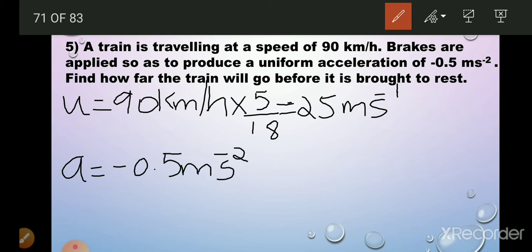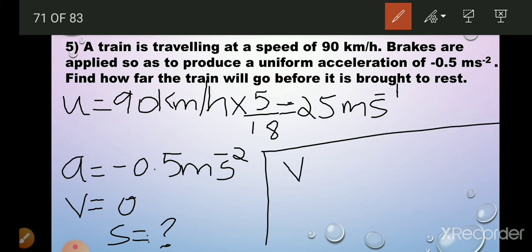What we have to find is how far the train will go before it is brought to rest. Final velocity is 0 and we have to find S. So to find S, here U is there, V is given, A is given. T is not given, so we cannot use the second equation. Let us use the third equation, V square minus U square equal to 2AS.